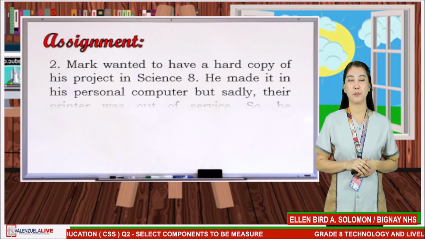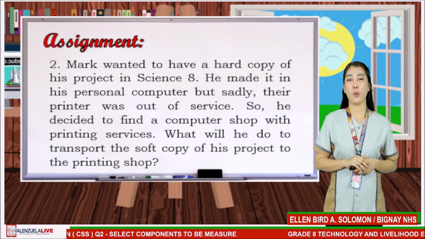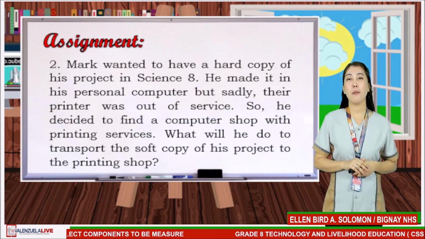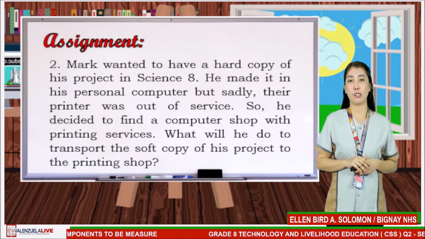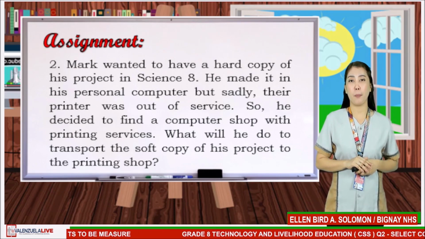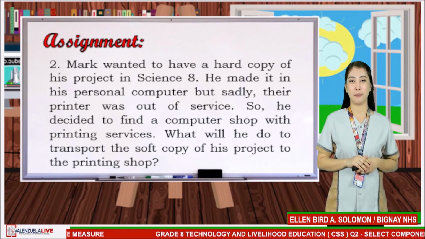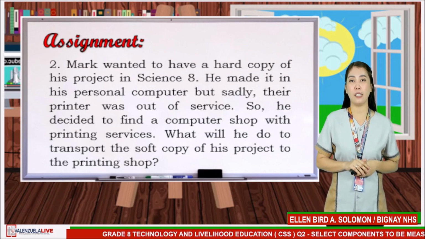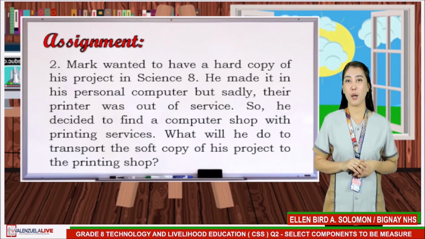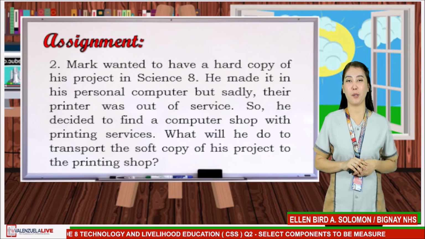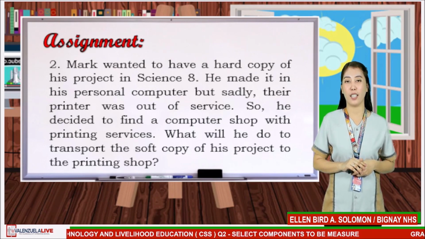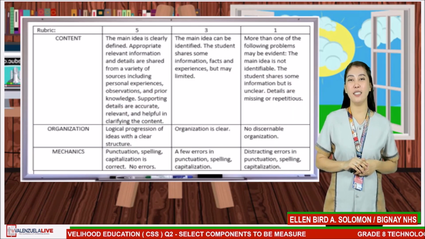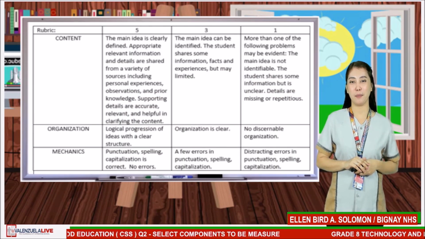Number 2, Mark wanted to have a hard copy of his project in Science 8. He made it in his personal computer, but sadly, their printer was out of service. So he decided to find a computer shop with printing services. What will he do to transport the soft copy of his project to the printing shop? You will be graded with this rubric.